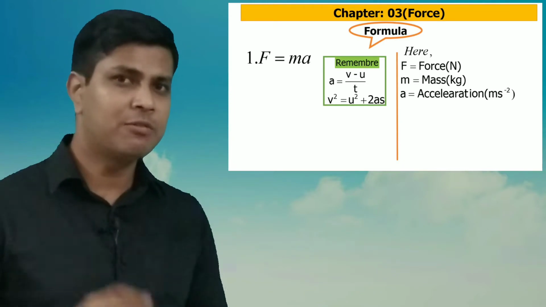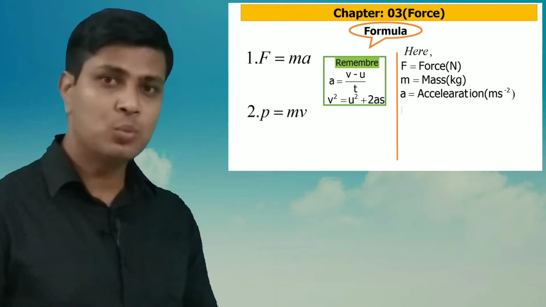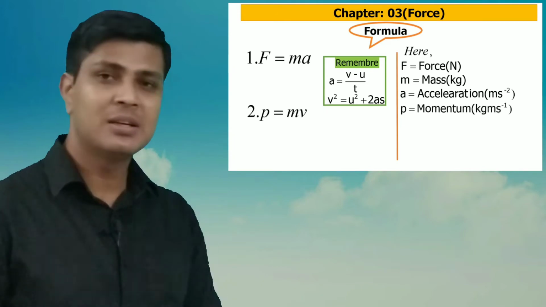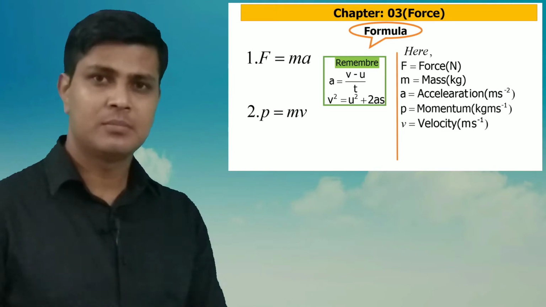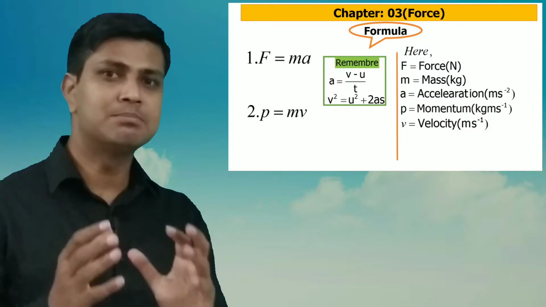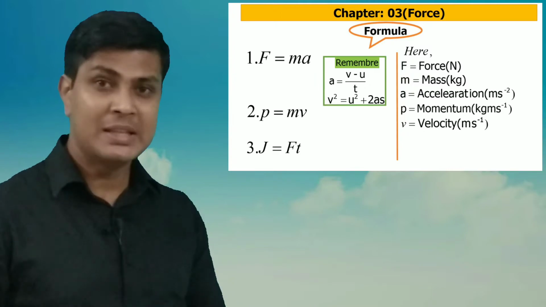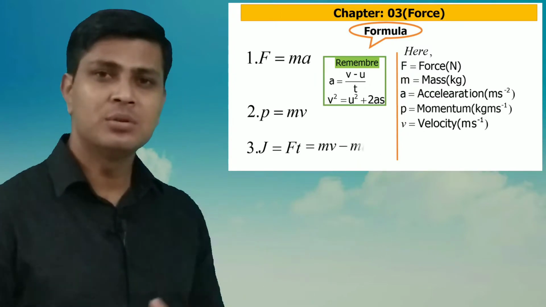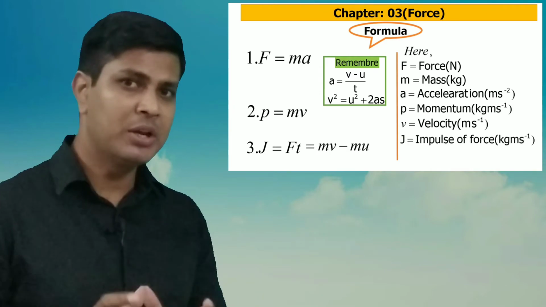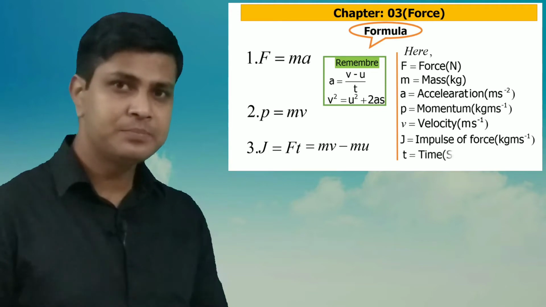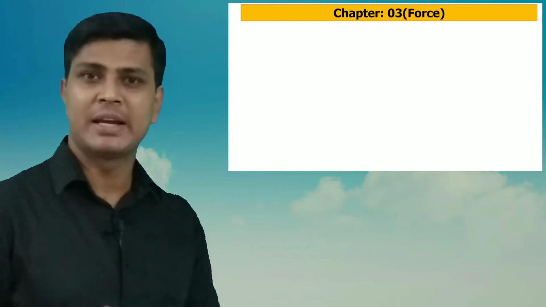Now formula number 2, the formula is p equals mv. Here p is the momentum, which unit is kg meter per second, m is the mass and v is the velocity. The third formula, to calculate the impulse of force, is J equals F into t, and another formula is J equals mv minus mu. Here J is the impulse of force, which unit is kg meter per second, F is the force, which unit is Newton, and t is the time, which unit is second.